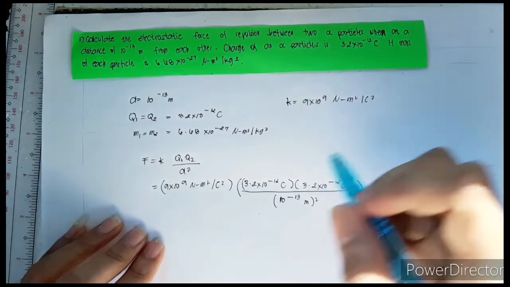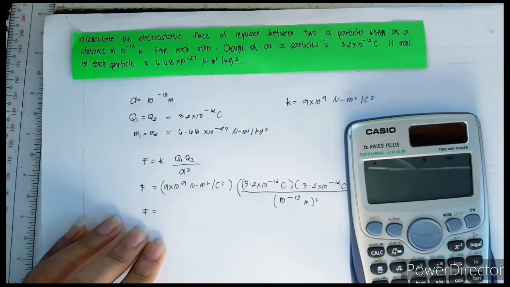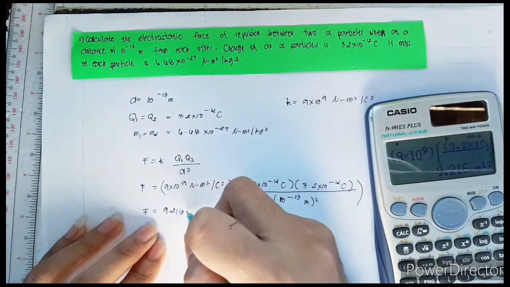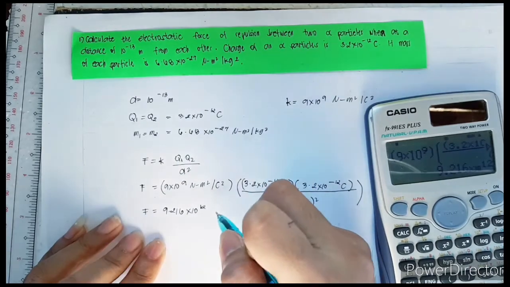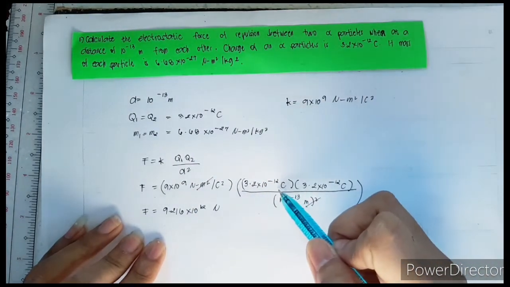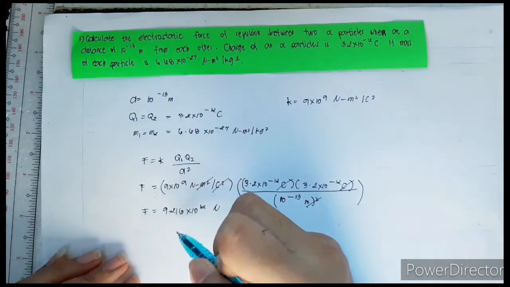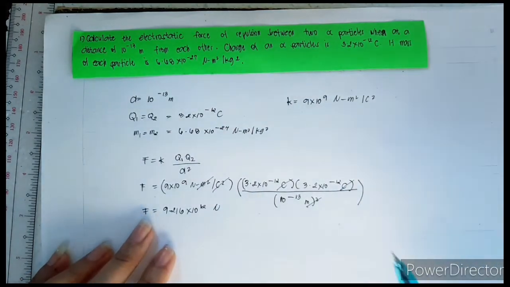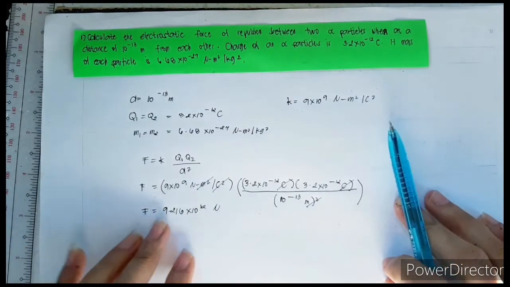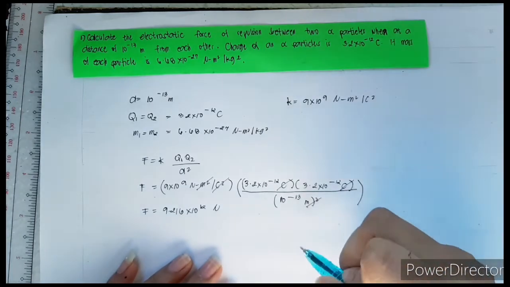So plugging this value into the calculator, we will get 9.216 times 10 to the power of 12 Newton. The meter squared here will be cancelled out, and also the coulomb squared. And it is our force of repulsion. And the problem also has the given value of mass, so we can also get the value of force using the given mass. So we will be using this formula.